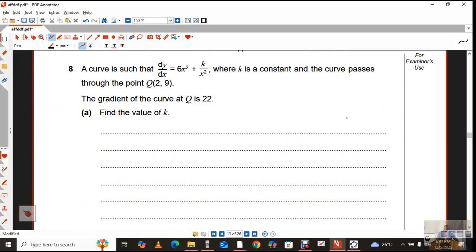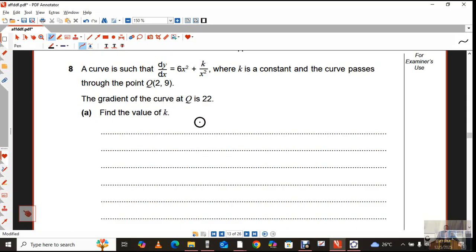Question 8. A curve is such that dy/dx is equal to 6x squared plus k over x squared, where k is a constant, and the curve passes through that point Q. Then they are saying, for 1 mark, always look at the mark. It tells you what it is that you need to do. Okay. So they are saying the gradient at Q is that.